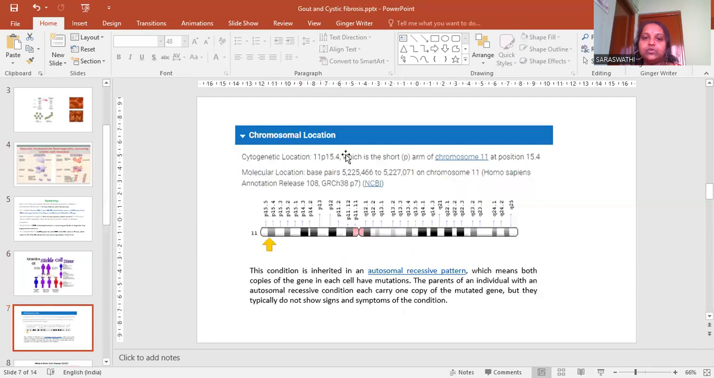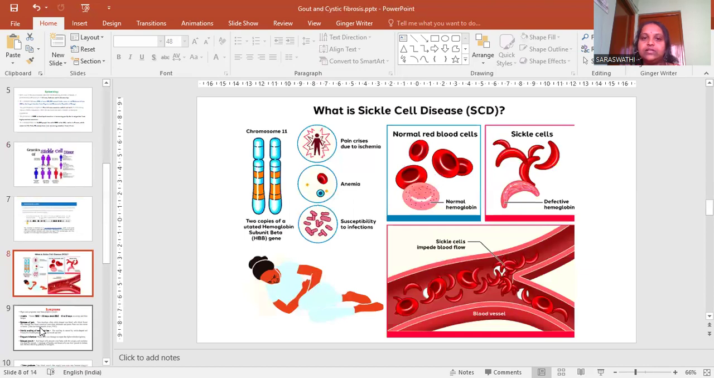As I initially told, it is related to the autosomal recessive pattern. It is not related to the allosome. It is completely related to the autosomal pattern of chromosomal inheritance, chromosome 11. A mutation there leads to sickle cell anemia, otherwise sickle cell disorders.